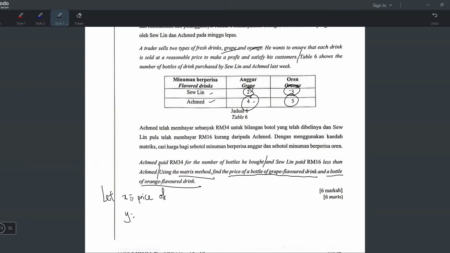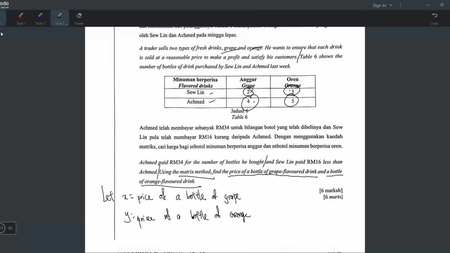Don't just write grape, don't just write X is grape, Y is orange. No. If you're my student, you know I always marah you for doing that. Because I always say try to be specific. Because it's confusing if you write grape and orange. Yeah, if you write like that, it could mean the price or the quantity or the bilangan or the mass or whatever, right? So try to be specific here. Price of, make sure you write also a bottle of grape. This is good enough. And then price of a bottle of orange.